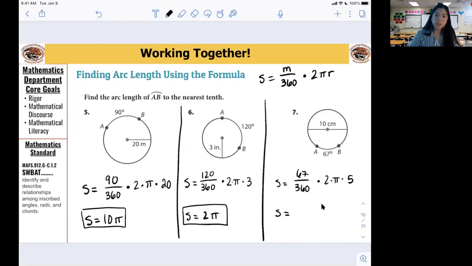Who can share the final answer? Oh, final answer. So Tyrone, what you got times 10, what do you get? 1.86. To the nearest tenth, what would that be? 1.9.